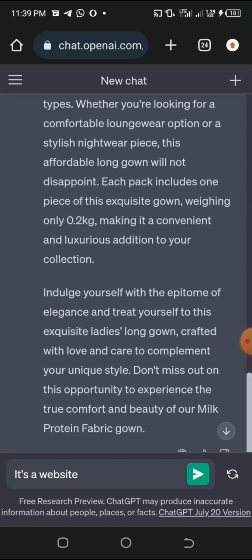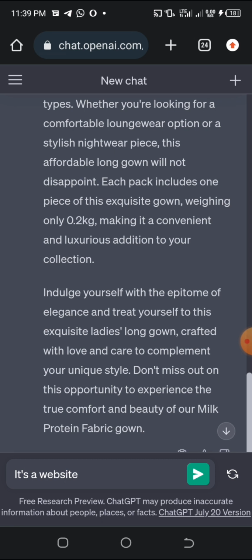Look at the end, it said "indulge yourself with the epitome of elegance." And you know, in clothing, if you want to sell well, you sell the feelings. So this ChatGPT is trying to sell the feeling of elegance to our ladies that want a long gown. You can see what it has written for us. So it's just a perfect one, selling feelings, and this is marketing. So it has given it to us.